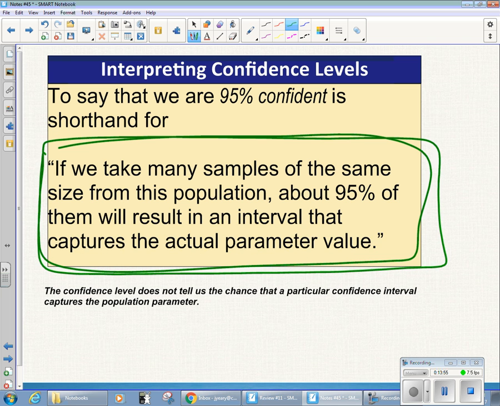If we take many samples of the same size from this population, about 95% of them will result in an interval that captures the actual parameter value. Again, this is referring to the process of confidence intervals, not actually just calculating one. Okay? So that's kind of what confidence means here. Again, confidence does not equal probability. Two totally different schools of thought.